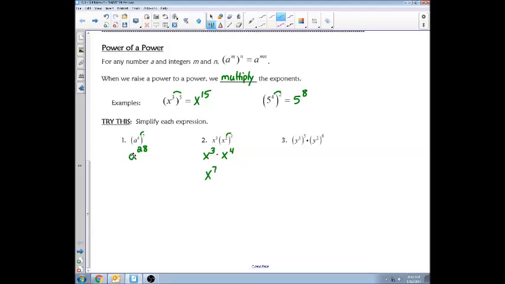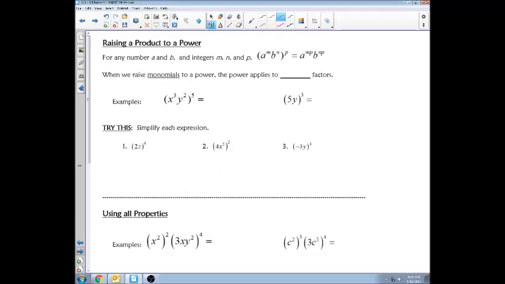Okay. On to number 3, I'm going to take 3 times 5, so I have y to the 15th. I'm going to take 2 times 6, so I have y to the 12th. Again, I'm actually multiplying the bases, so I'll add the exponents, so it would be y to the 27th. Okay? Let's move on to the back.